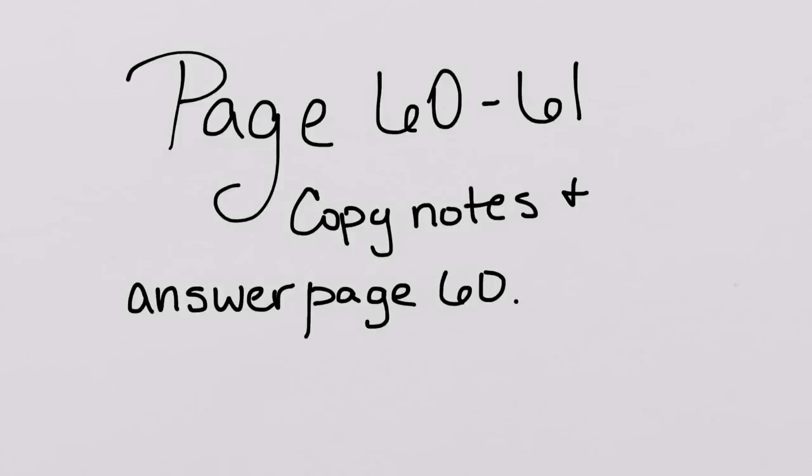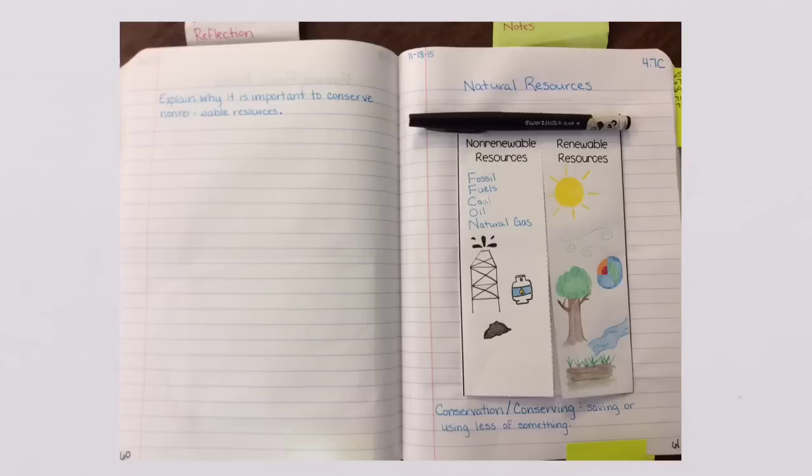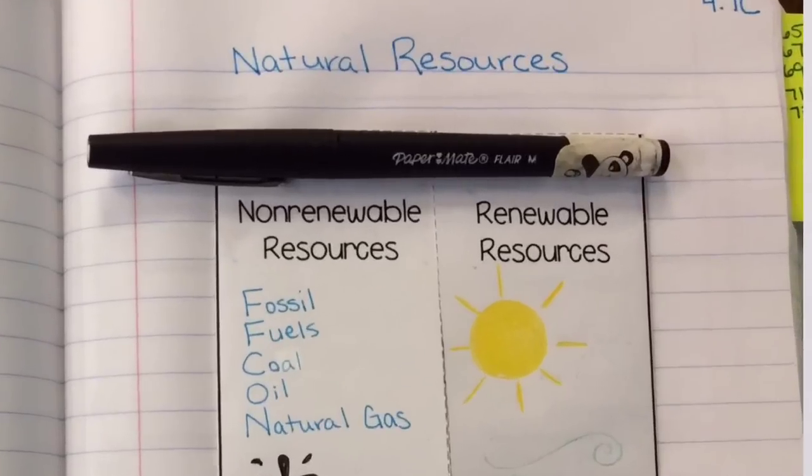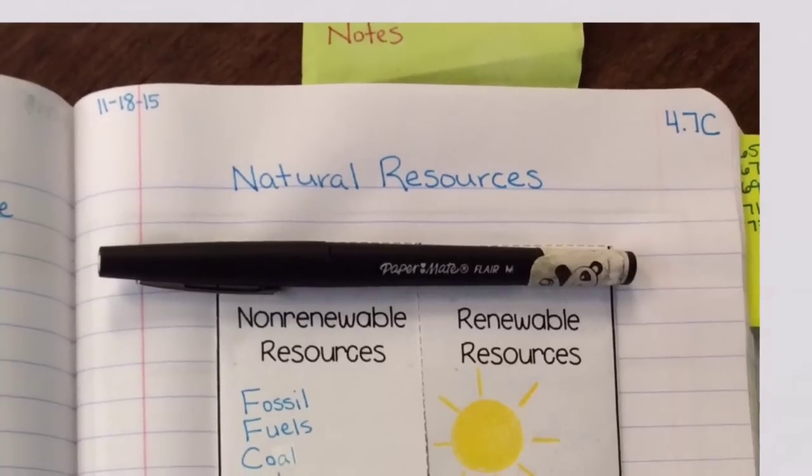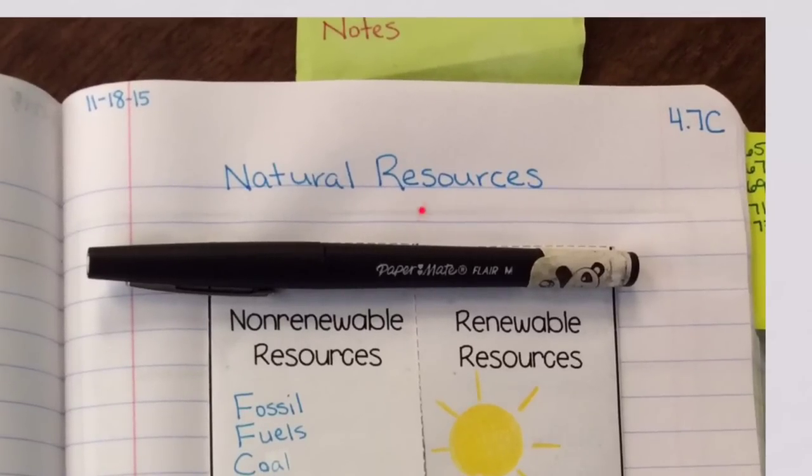All right, turn to page 60 and 61 in your science notebook. You're going to copy the notes and be sure to answer the question on page 60. So on page 61, our title is Natural Resources.